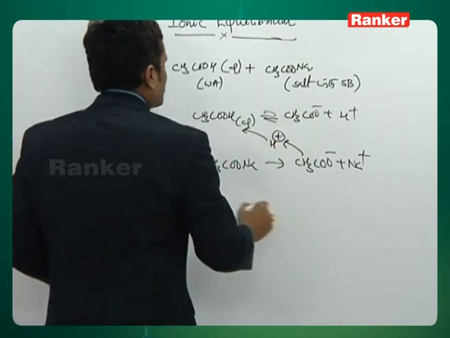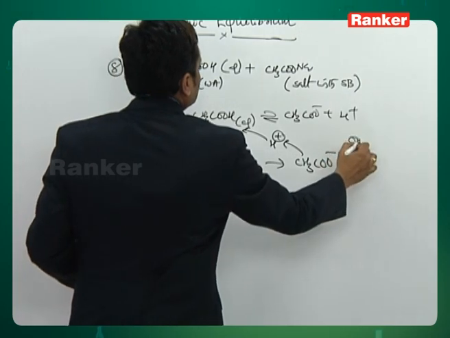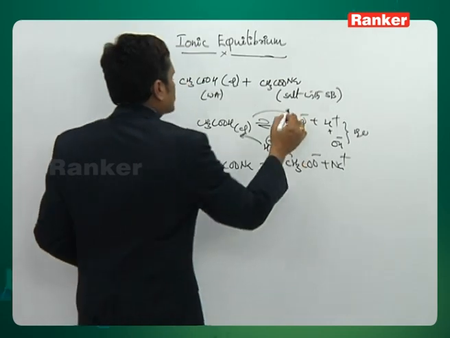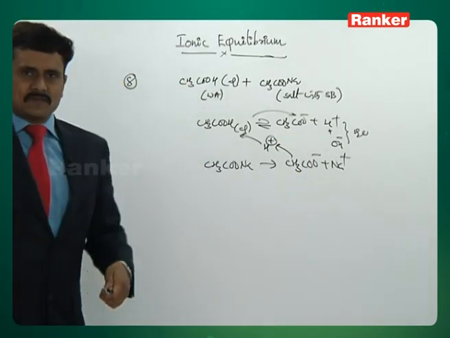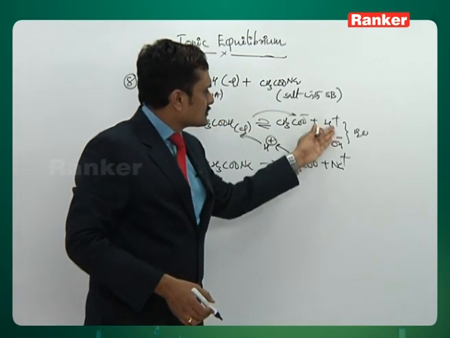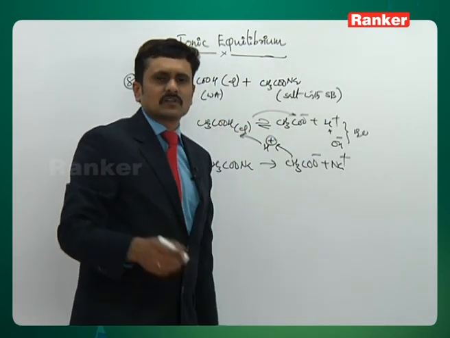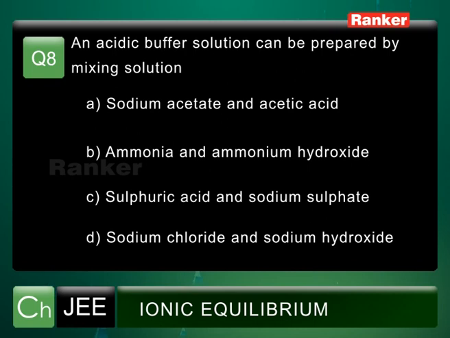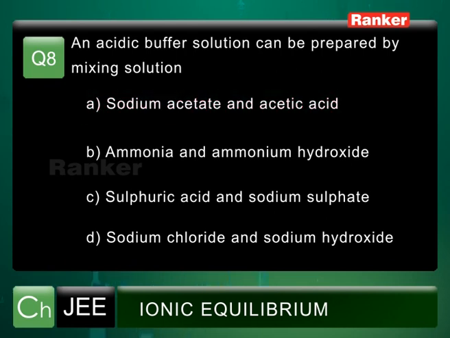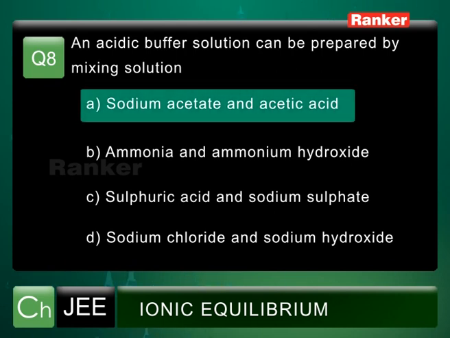When you are adding the OH minus ions, the OH minus are going to combine with this to produce H2O and the equilibrium will be shifted in the forward direction. That's called buffer action. So when you are adding H plus ions, it's being nullified, or when you are adding the OH minus ions, it's also being nullified. So therefore it's called a buffer. So the right answer for this question is, as we discussed, acidic buffer is a salt of sodium acetate and acetic acid, that is a weak acid, and salt with a strong base.